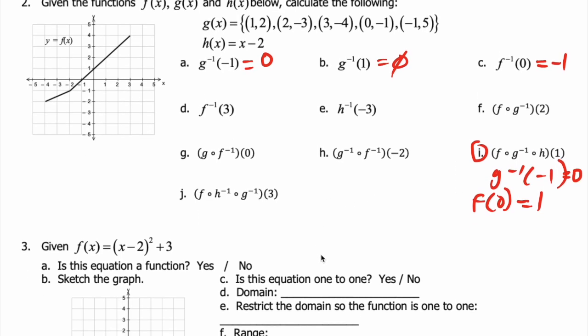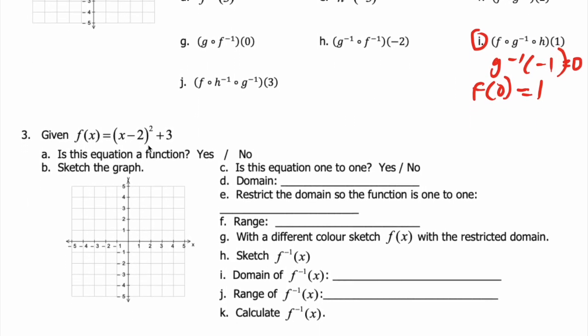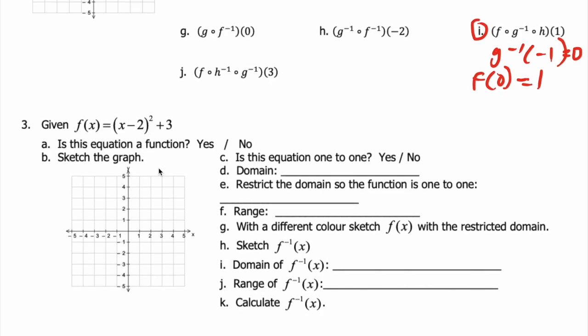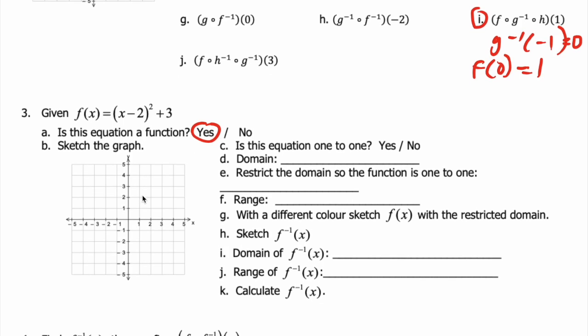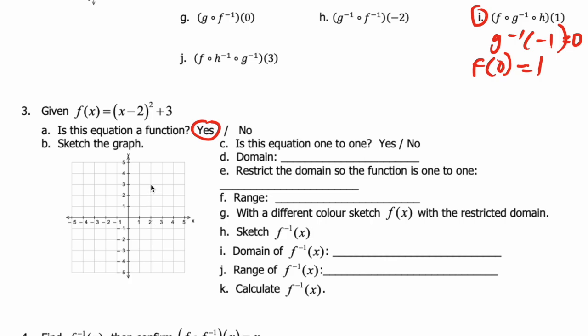It's pretty easy. Okay, this is a parabola. Is it a function? Yes, it's a function. Let's graph it. 2, 3 is the vertex, and it's going to look like this, right? It's just a parabola like that. So yes, it is a function. This is what the graph looks like.